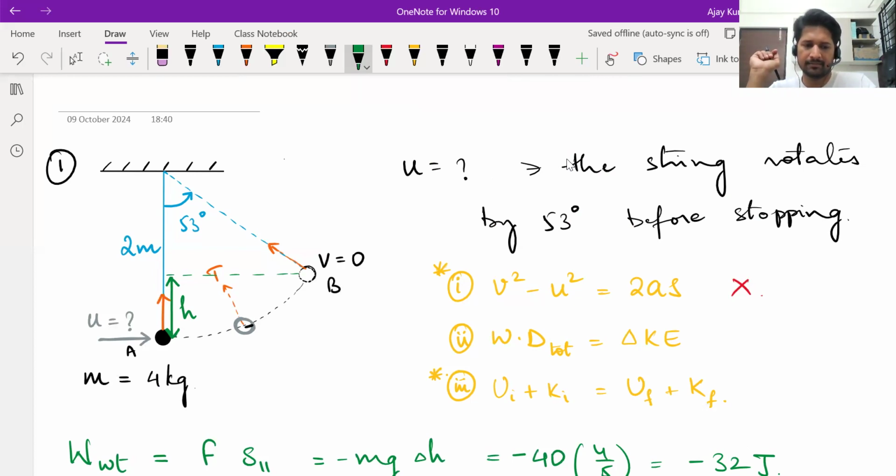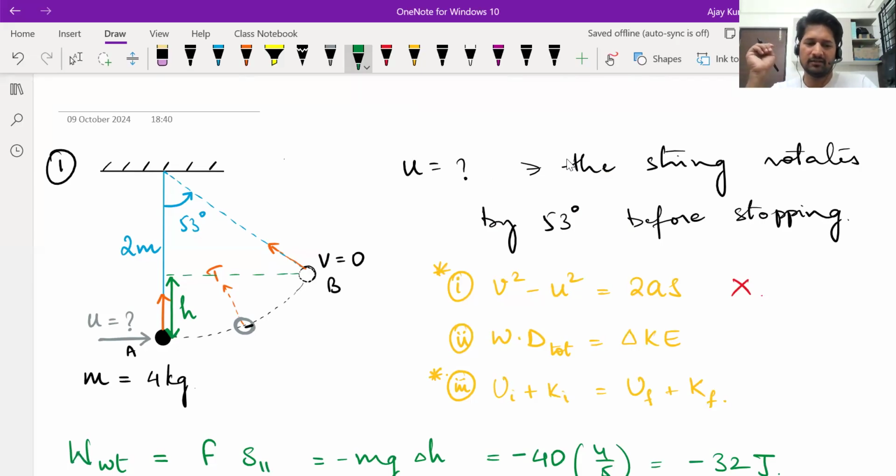Do you remember what was the work done by tension in that case and why? Sir, it was integral of T dot ds. Tension is a variable force, so we'll use integral T dot ds. And what was the answer? Answer was velocity was root 2 GL. Not that answer. Work done by tension. What was the answer for that?